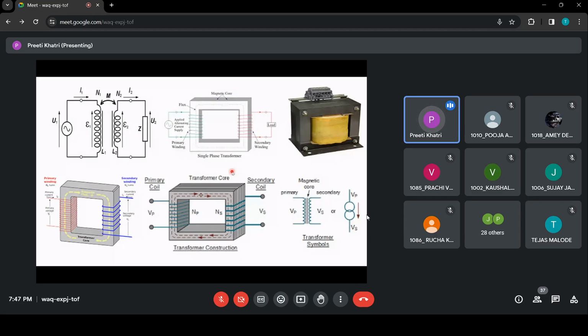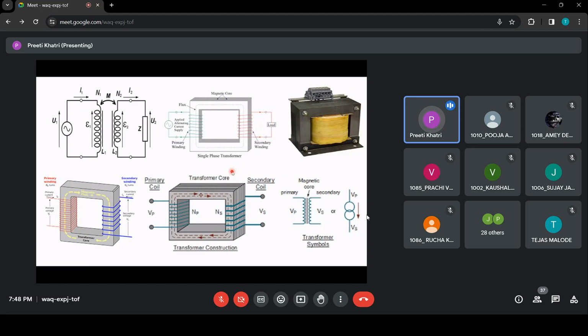Whatever power is generated at the generating station is three-phase in nature. This three-phase power is first transferred from the generating station to the transmitting stations with the help of a three-phase transformer. So you have a three-phase transformer, and the transformer which is installed at the generating end is the step-up transformer.